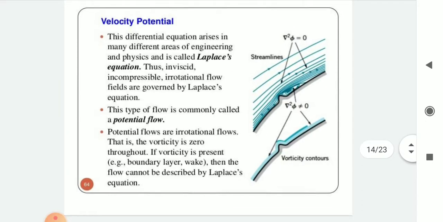From the figure you can see the various streamlines and the various velocity and vorticity contours. This differential equation arises in many different areas of engineering and physics. It is called the Laplace equation. Thus, inviscid incompressible irrotational flow fields are governed by the Laplace equation. This type of flow is commonly called a potential flow. Potential flows are irrotational flows, that is, the vorticity is zero throughout. If vorticity is present, for example in a boundary layer or wake, then the flow cannot be described by the Laplace equation.